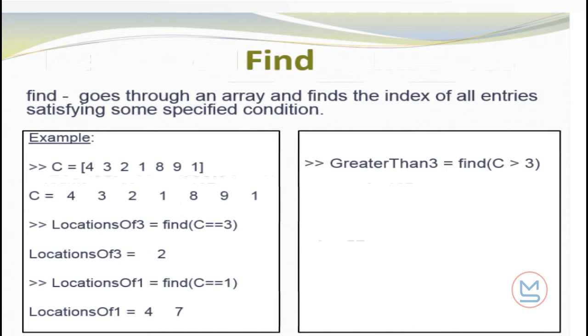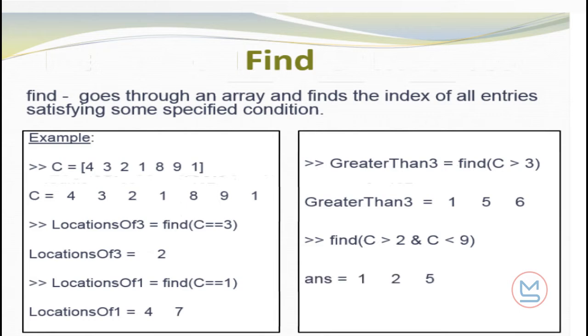I can do any kind of logical expression that I want. So I can do find C greater than 3, and it will tell me all the entry numbers in C that are greater than 3, which in this case are entry 1, entry 5, and entry 6. I can find the entry numbers where C is larger than 2 and less than 9. And that would be entry 1, entry 2, and entry 5.